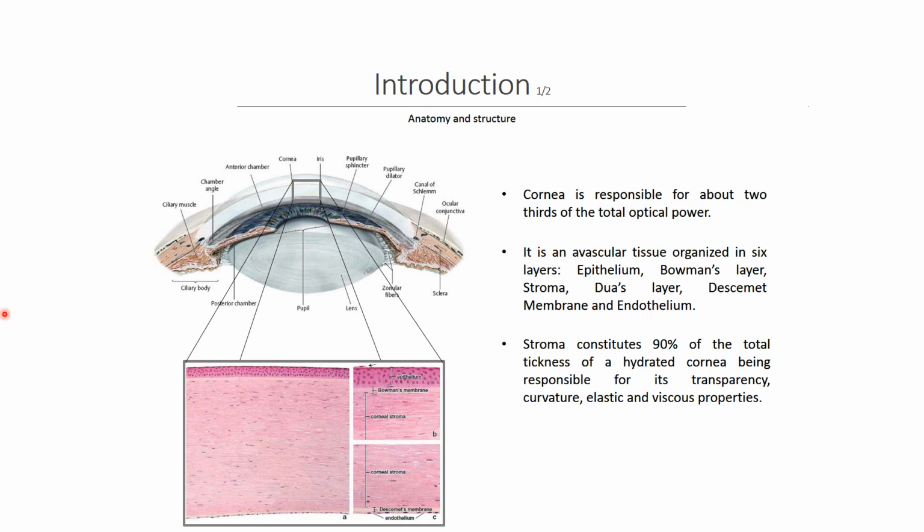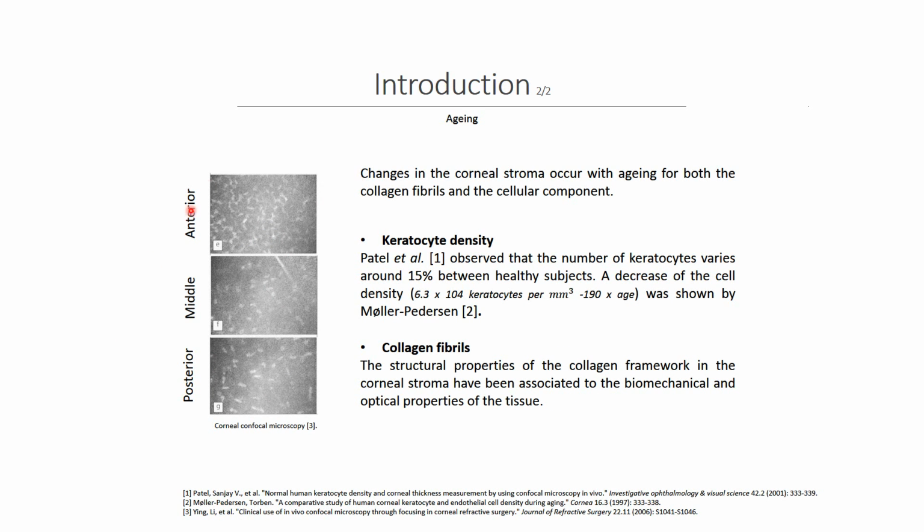Cornea is an avascular tissue organized in 6 layers, where stroma constitutes around 90% of the total thickness, being responsible for the main optical and biomechanical properties of the cornea. Looking into stroma using confocal microscopy, it is possible to see that there is a change in the concentration of keratocellular density from anterior to posterior stroma. This change varies around 15% between healthy subjects.